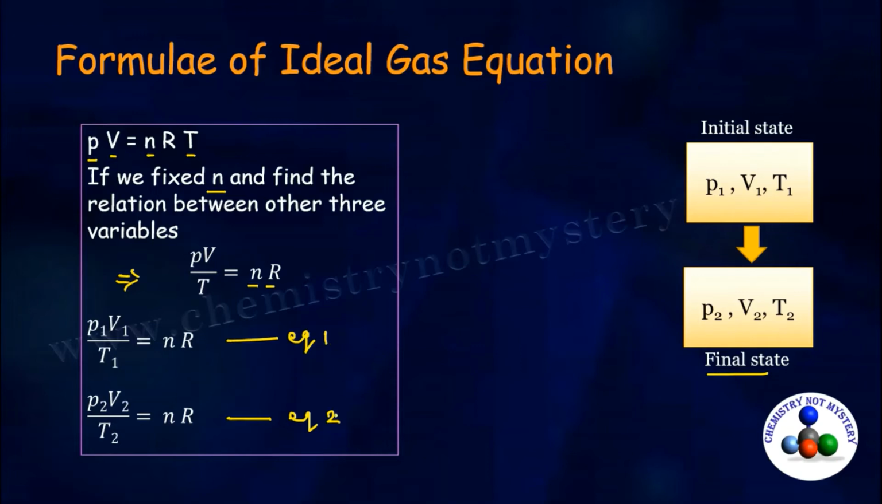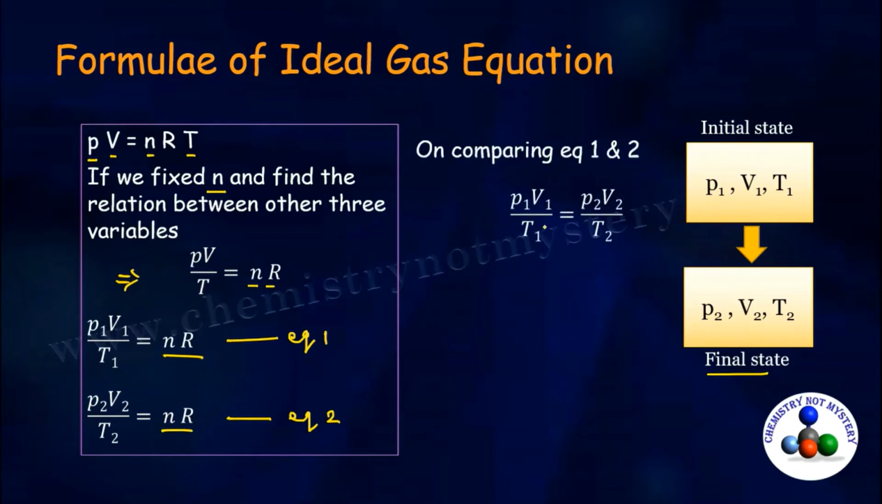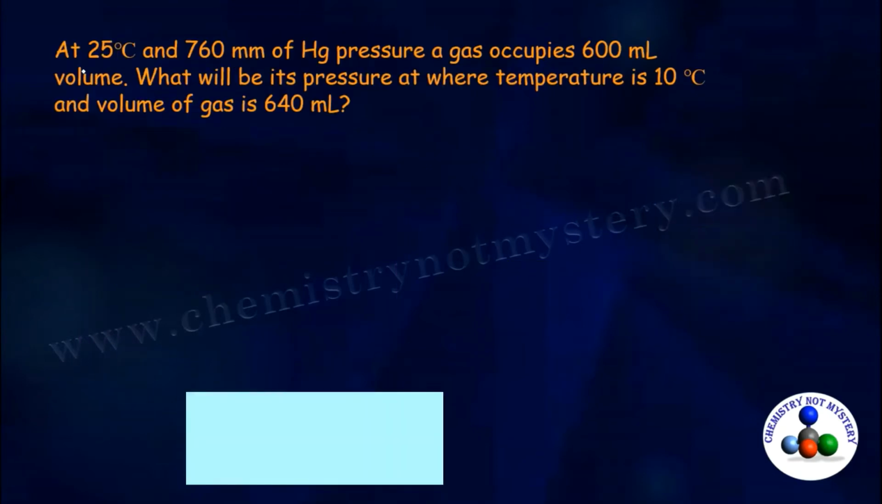On comparing equation 1 with equation 2, you can see the right sides of the equations are the same, so you get P1V1/T1 = P2V2/T2. This is the formula that we are going to use to solve numerical problems based on the ideal gas equation. So let's try to solve a problem based on it.